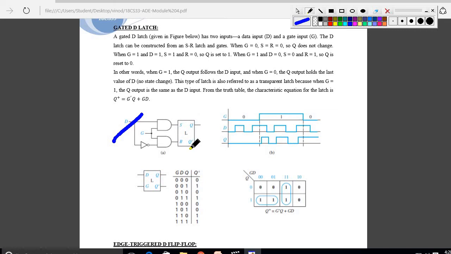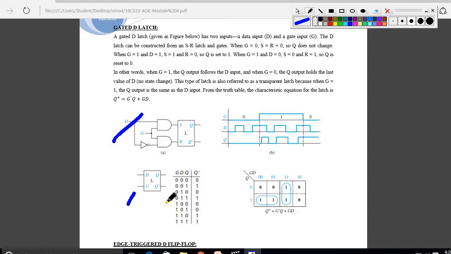So here it is again an SR latch with two inputs, combined with NAND gates, with one input as the gate and one input as D. This is the symbolic representation of the gated D latch. This D latch works based on the gate pin. Whatever the gate input is, that will decide your output.